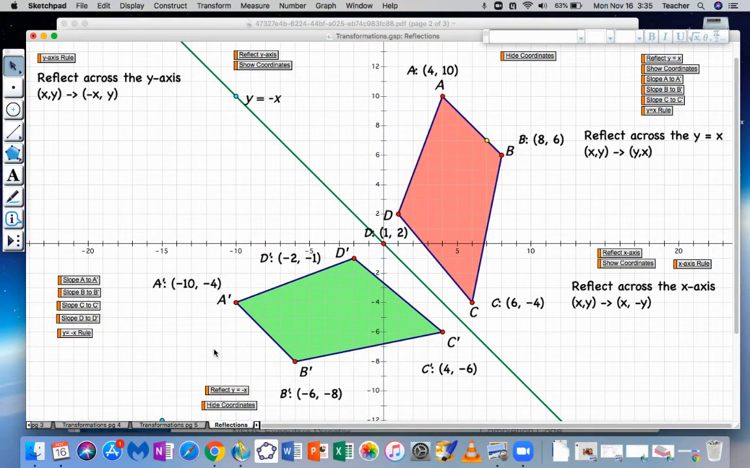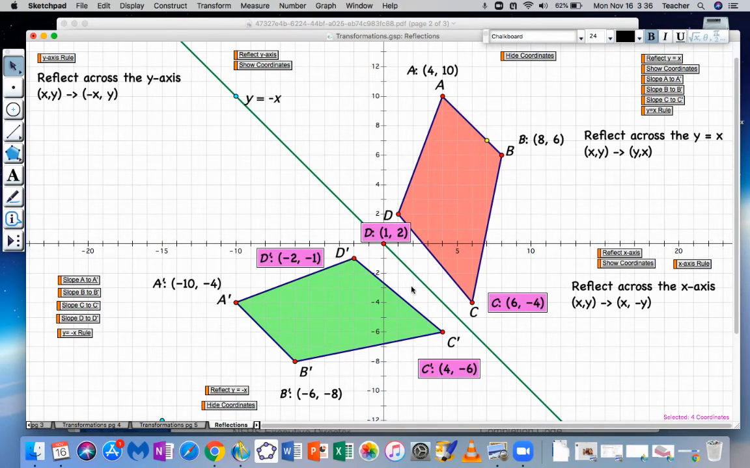So here's the coordinates. A, 4, 10 originally, now is negative 10, negative 4. B, 8, 6, reflected across the y equals negative x, B prime is negative 6, negative 8. C was 6, negative 4, now it's 4, negative 6. And D was 1, 2, and now D prime is negative 2, negative 1.